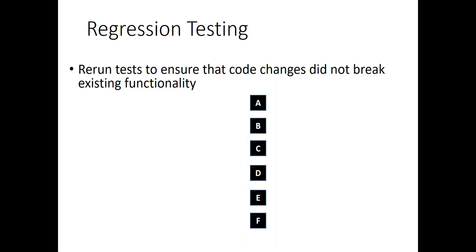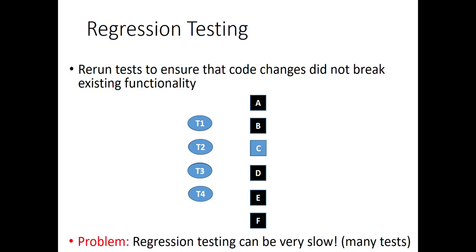For example, we have a code base consisting of classes A through F and a test suite consisting of tests T1 through T4. When the developer makes a change to class C, all tests have to be rerun to ensure that these code changes did not cause any of these tests to fail. The problem is that regression testing can be very slow when there are many tests to rerun after every change.